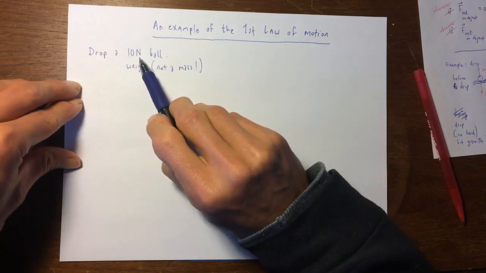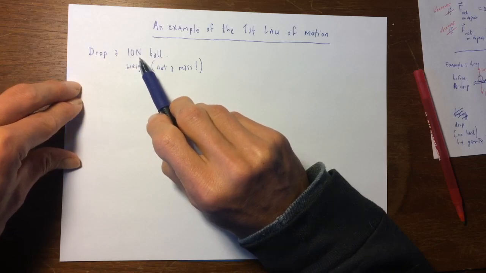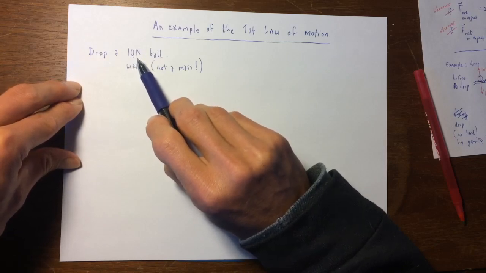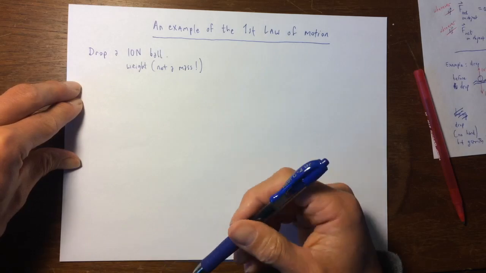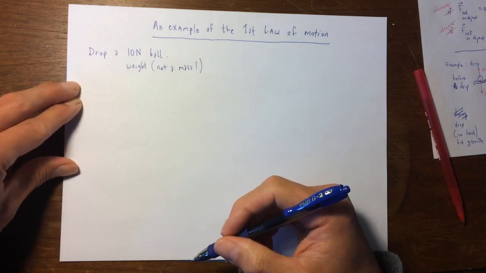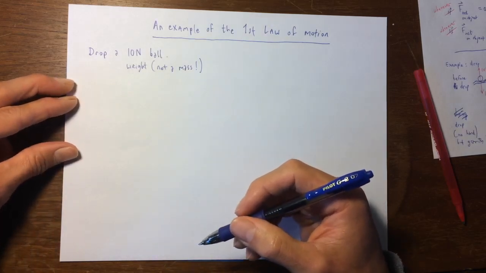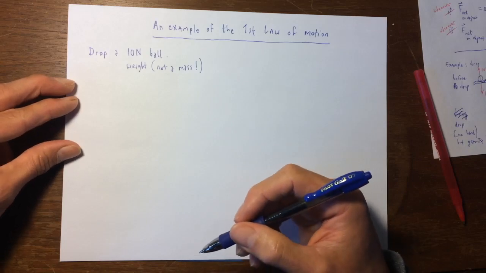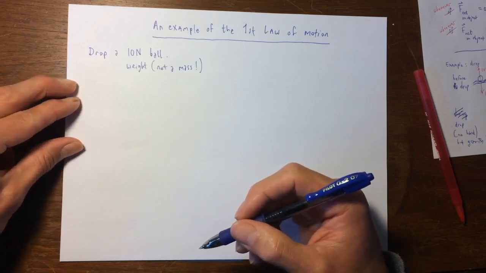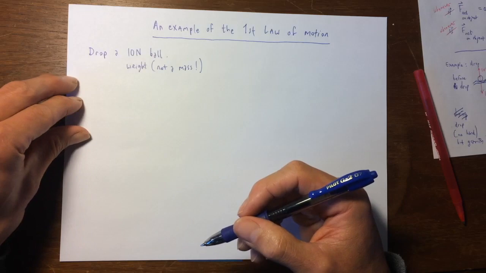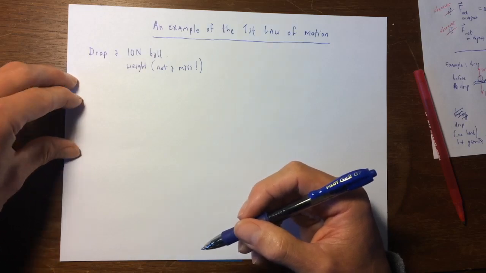What I've described here is how heavy the ball is. Actually, what I'm describing with this 10 newtons is the fact that the Earth is pulling down on the ball with a force of 10 newtons. That is, the Earth's force on the ball has a strength of 10 newtons, and the direction is down towards the ground, or down towards the center of the Earth.